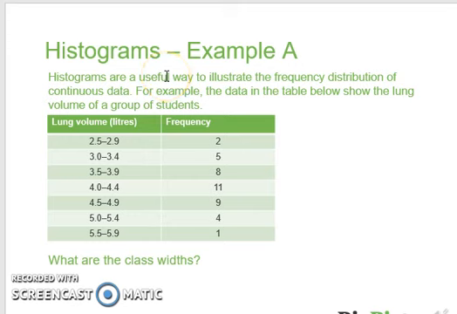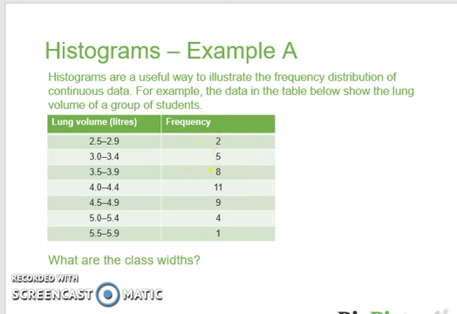Histograms can be of two types, one with uniform class width and the other with non-uniform class width. See, for example, this case. Here we have the class width as 2.5 to 2.9. The values can be 2.5, 2.6, 2.7, 2.8 and 2.9. What does this mean? There are two people with lung volume either 2.5 or 2.6 or 2.7 or 2.8 or 2.9. Similarly, 3 to 3.4 means there are 5 values, 3.0, 3.1, 3.2, 3.3 and 3.4. For these 5 values, the frequency is 5.